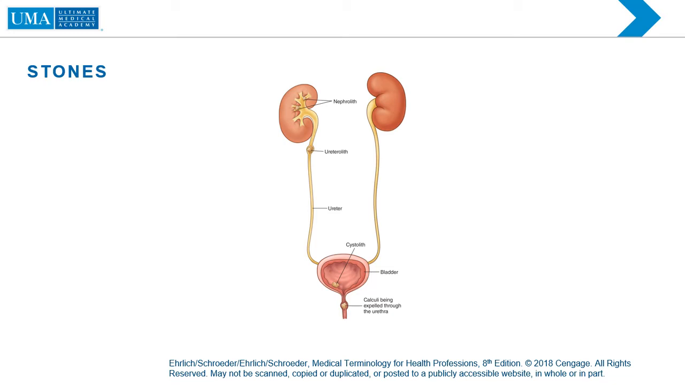Remember from our previous lecture, stones form when waste products in the urine separate and begin to crystallize. Normally, the urine contains chemicals to prevent this from occurring. However, dehydration as well as other factors may disrupt this balance.